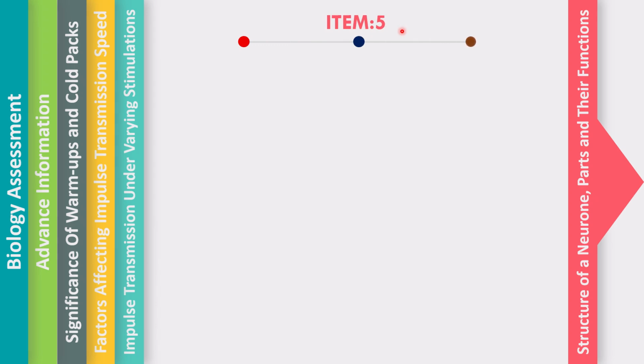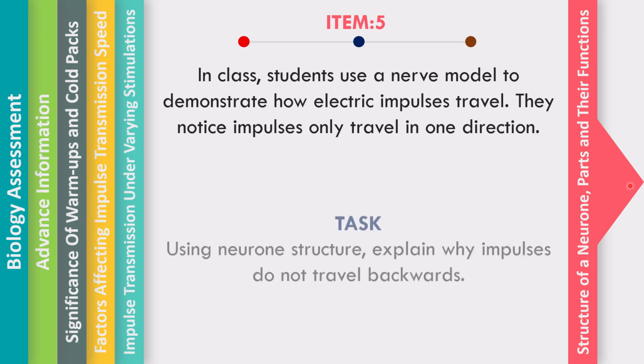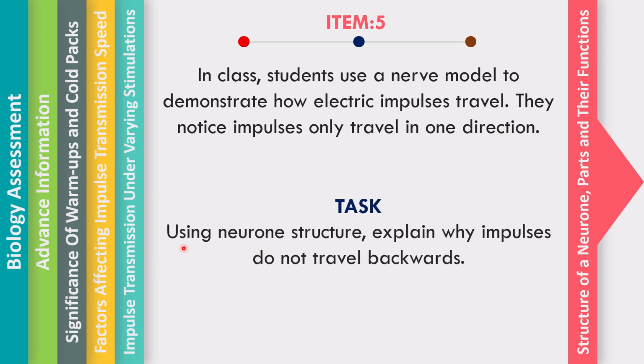Item 5. In class, students use a nerve model to demonstrate how electric impulses travel. They note impulses only travel in one direction. Task. Using neuron structure, explain why impulses do not travel backwards.